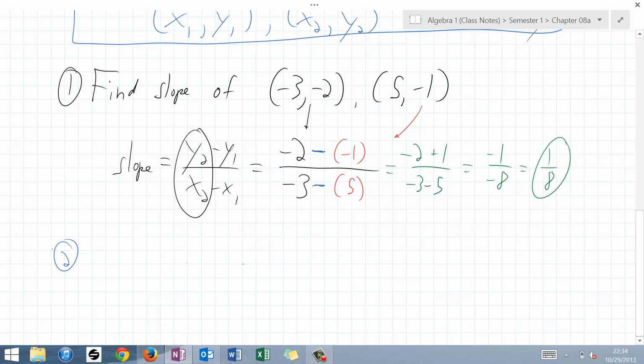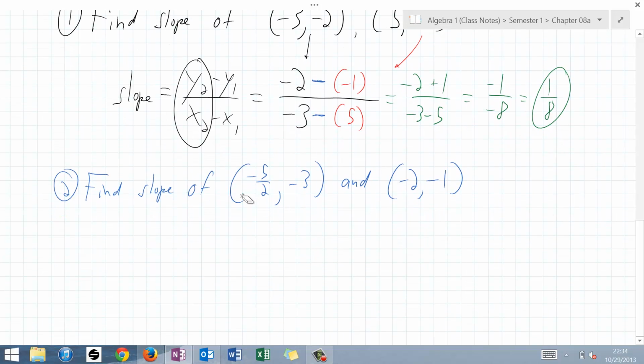Let's do another example. I'm going to say, find the slope of -5/2, comma, -3, and -2, -1. If you can't tell, I'm a big fan of negatives here because this is going to make sure you guys are doing it right. So I'm going to use a different notation. We'll call this change in y over change in x. I do like the delta.